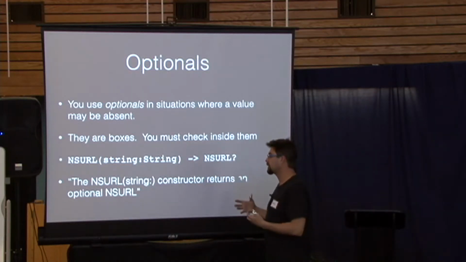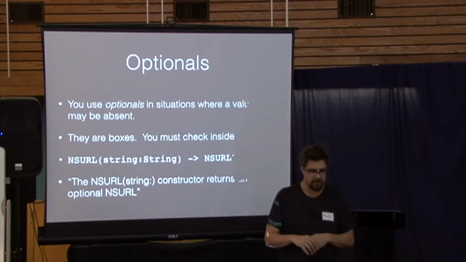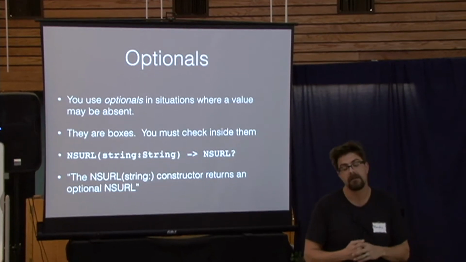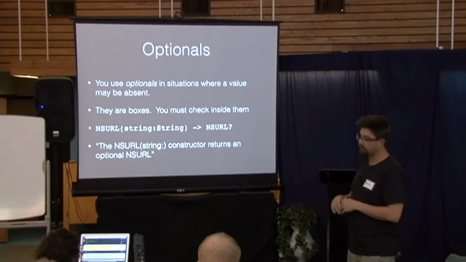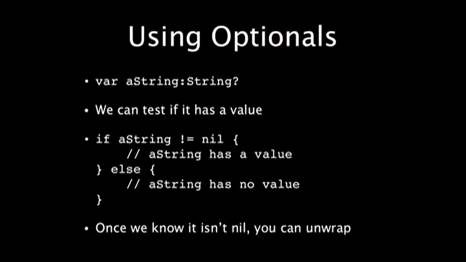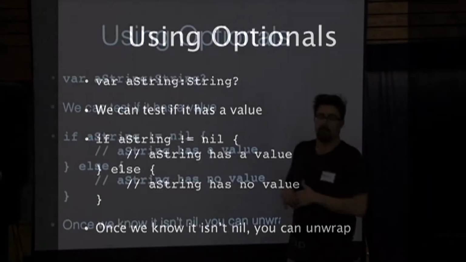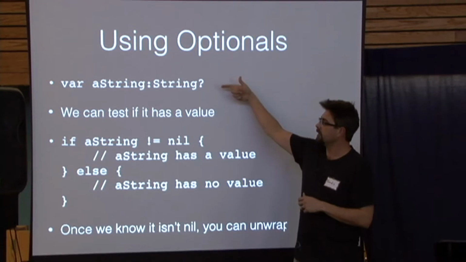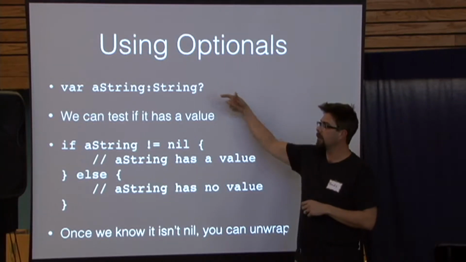When we get to the last part of the exercise and you actually get into an Xcode project, you'll have to wrap your heads around them a little bit more. So how do we use an optional? We can declare them just like we did any of our other variables earlier, but we just put a question mark.